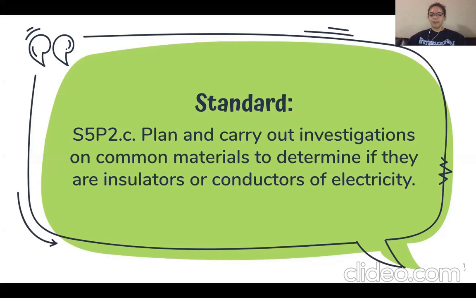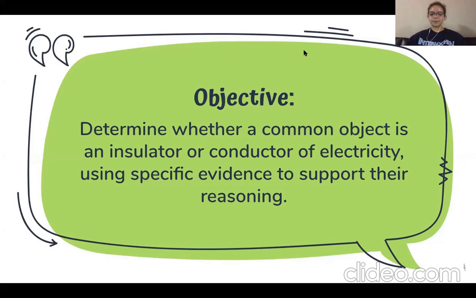The standard that we're going to be covering in this video is S5P2C, plan and carry out investigations on common materials to determine if they are insulators or conductors of electricity. The objective for this lesson for the students to accomplish is to be able to determine whether a common object is an insulator or conductor of electricity using specific evidence to support their reasoning.